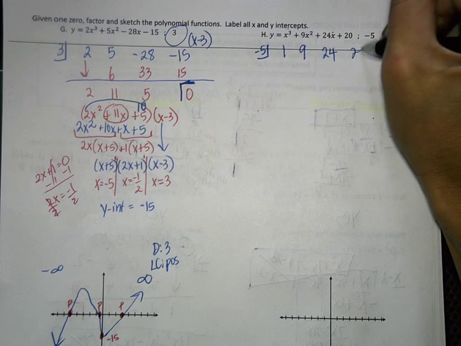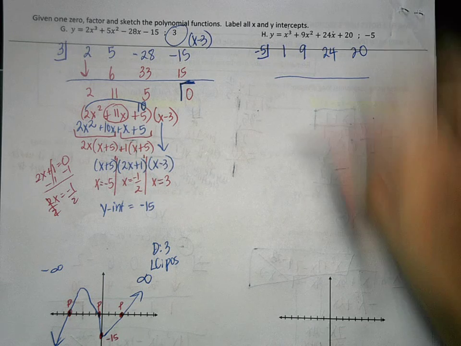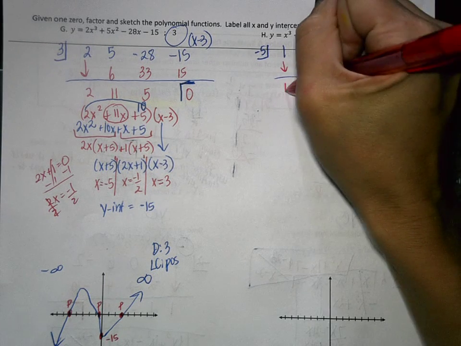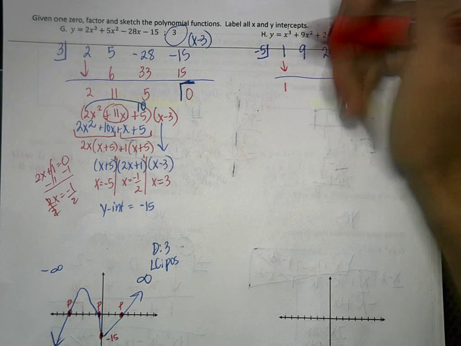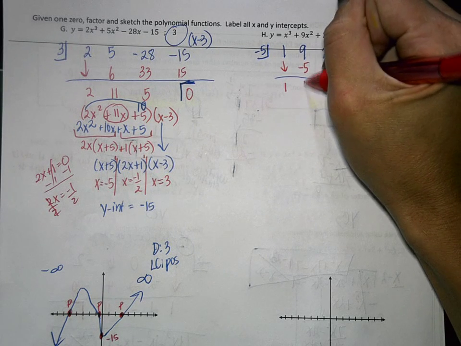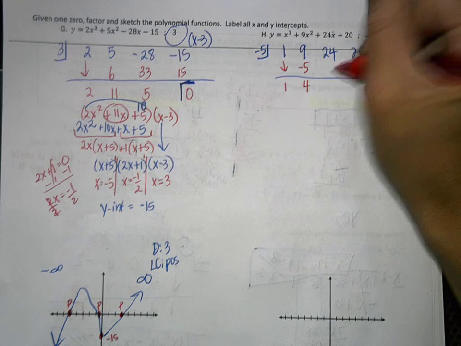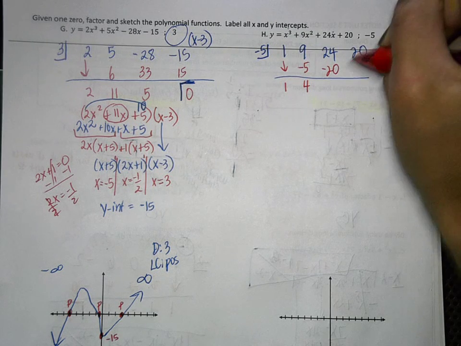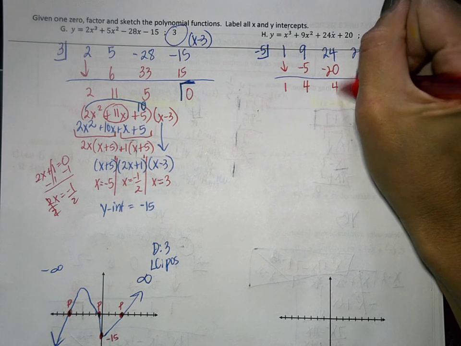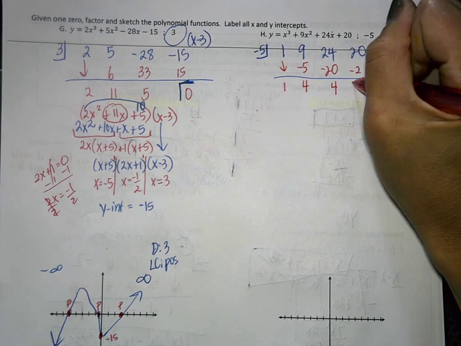What do I always do with that first number? Bring it down. I have a 1. 1 times negative 5 is negative 5. 9 minus 5 is 4. Now we go 4 times negative 5, which is negative 20. 24 minus 20 is 4. 4 times negative 5 is negative 20, and my remainder is 0.